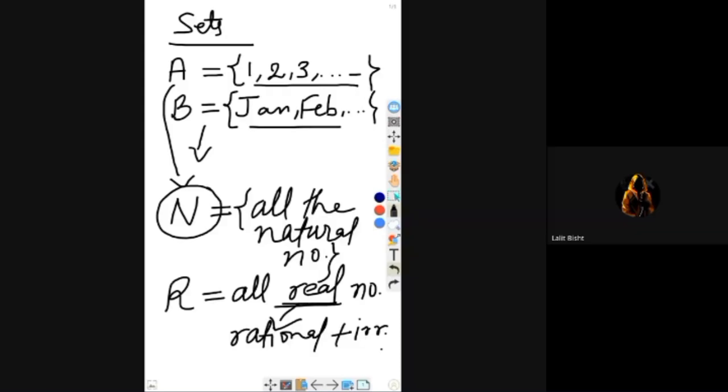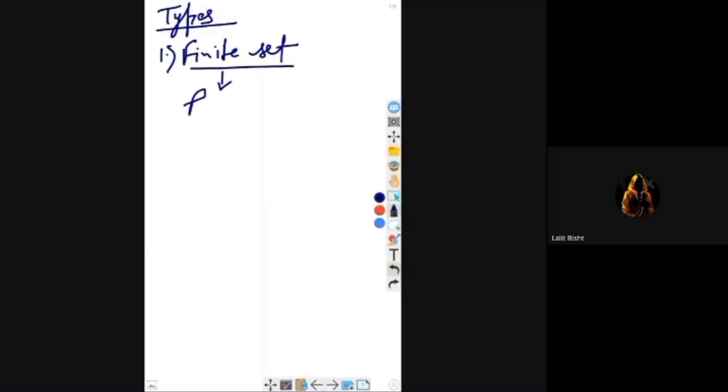Then, the first thing in the topic of sets that we will discuss is types of sets, in which the first is the finite set. What is a finite set? It is a set containing a finite number of elements.